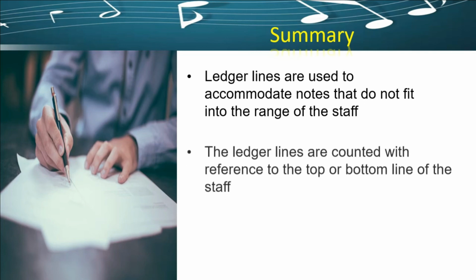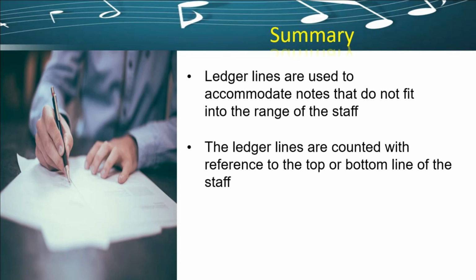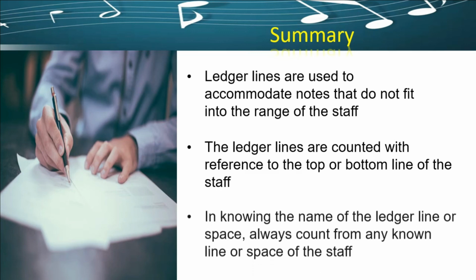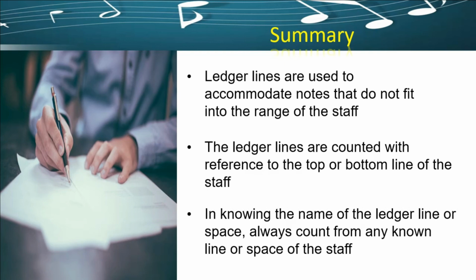We've equally looked at how ledger lines are counted with reference to the top or bottom of the staff. You should know which one is the first ledger line, wherever they are placed. And then finally, in knowing the name of the ledger line or space, always count from the nearest line or space of the staff. You know the name of the alphabet of the lines and spaces. From there, pick it up. You know how to count upward, you know how to count downward. Just pick it up from there and you'll be able to find the name of the lines and spaces.